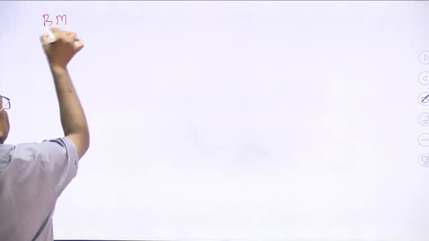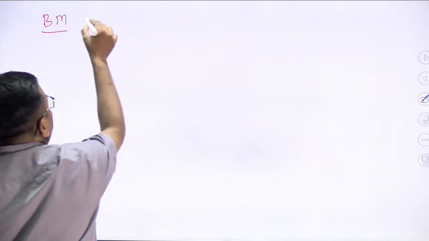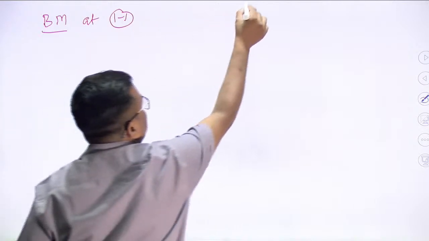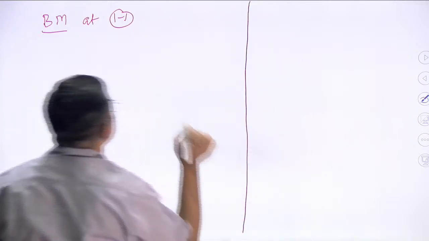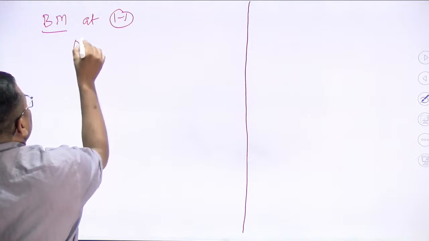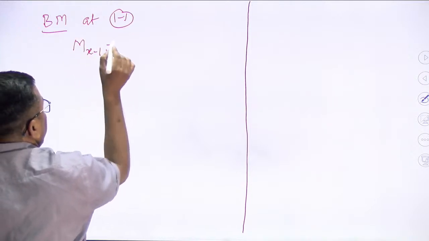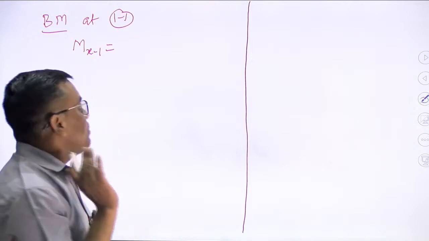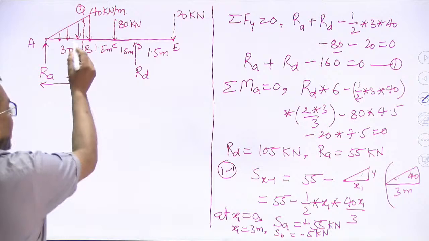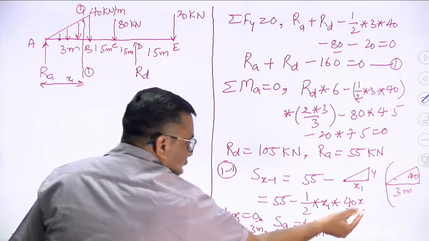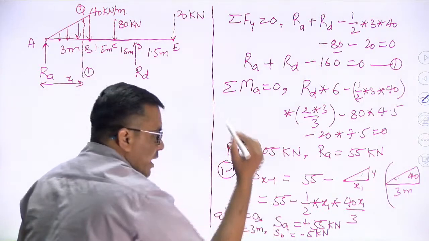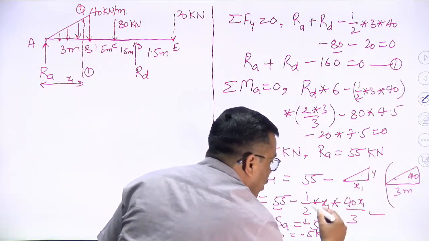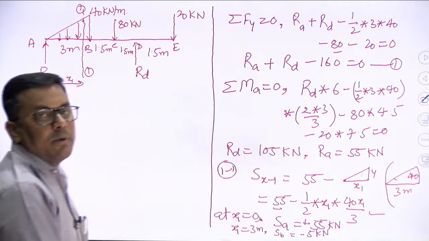Bending moment equation. Bending moment where? At section 1 1. Okay, so let me divide this in two parts so it will be easier for me. Okay, bending moment at x1. What is bending moment? It is the algebraic sum of all the moments acting either side of the section plane. On the left side of the section plane we are considering two forces. One is 55 and another one is the UVL of half into x1 into 40 x1 by 3 intensity.